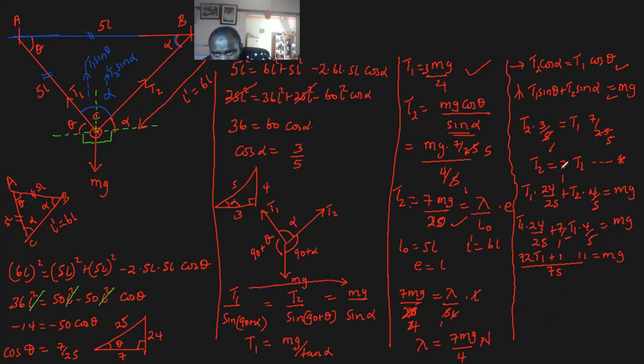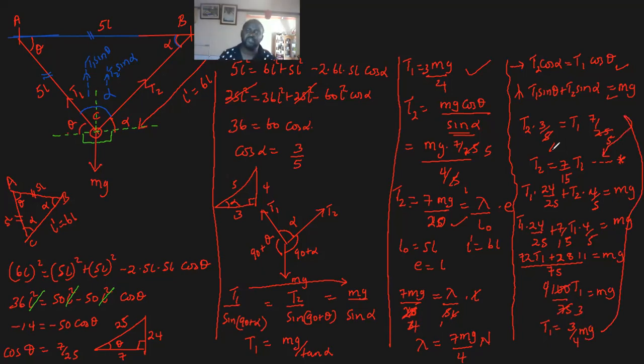So this was over 15. This was over 15. This was 28. This is 100. T1 over 75 is equal to mg. So T1 was equal to 75 here by 25, 3 by 25, 4. Same answer. We have arrived. Then you get this one and take it back here. Then you get T2. Hence, the solutions will be the same.